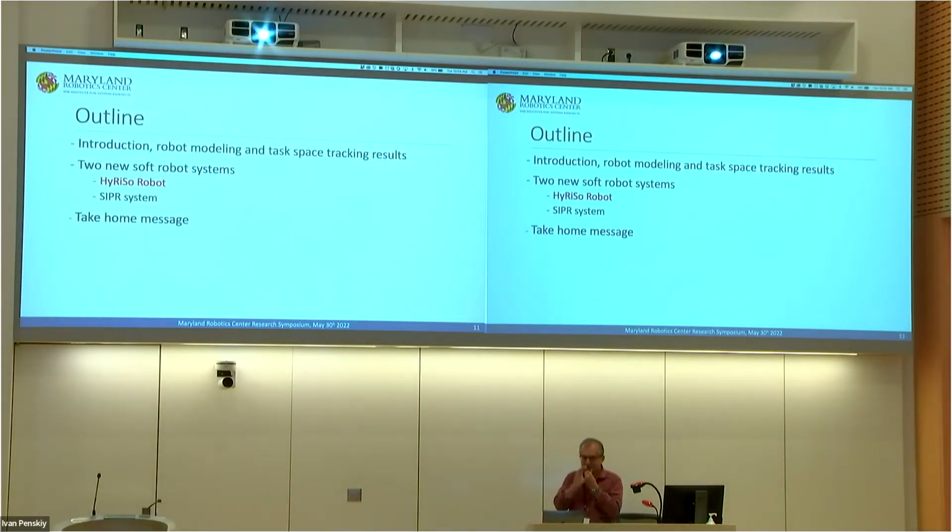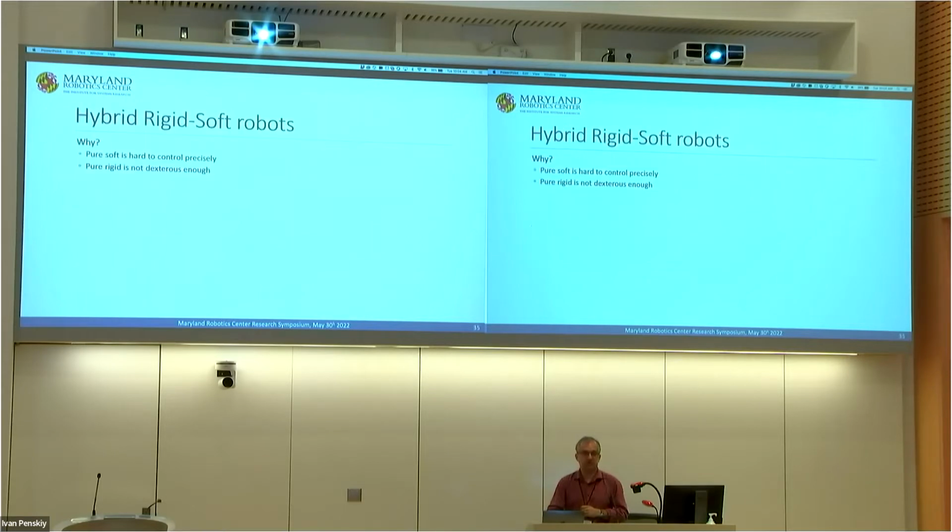To illustrate these challenges, I'll talk about two robots that we have developed recently. First is what we call the HIRSI robot. Basically, it's a hybrid rigid soft robot, and I will show you. The other one is a highly under-actuated system. These two robots we developed so that we can understand some of the challenges better and also propose new capabilities at the same time, especially with the hybrid rigid soft robot. So let's see what that is.